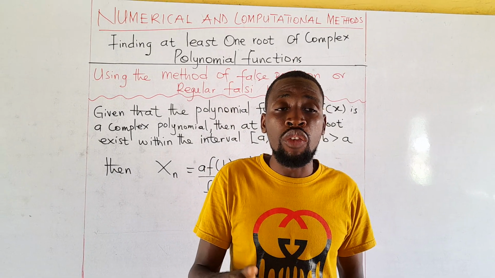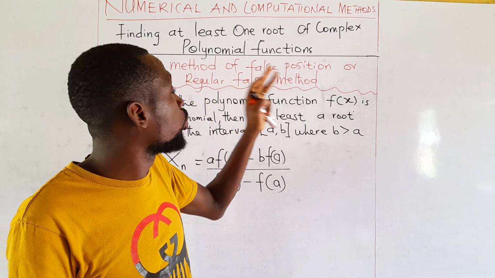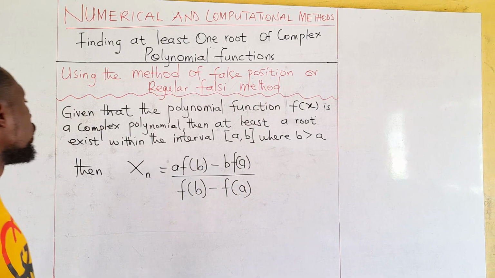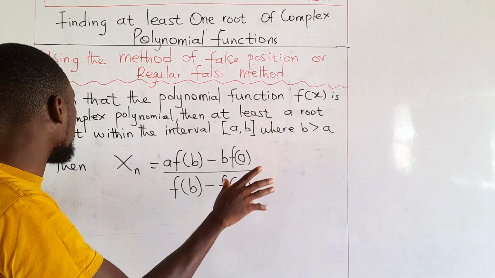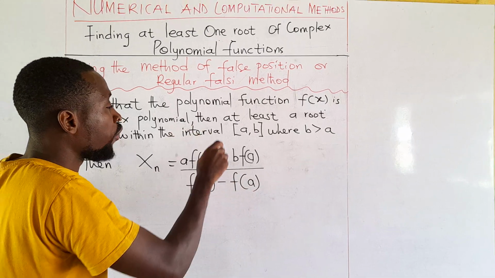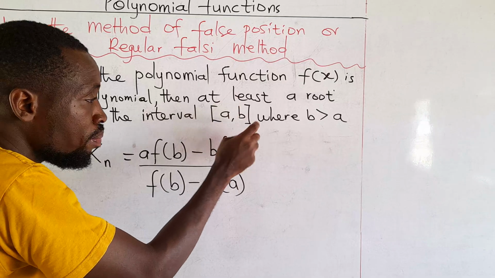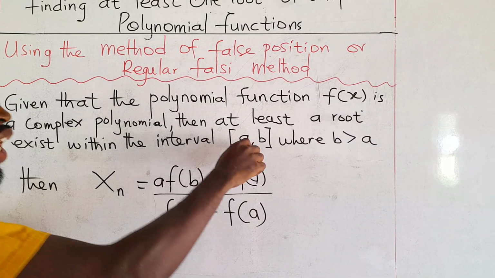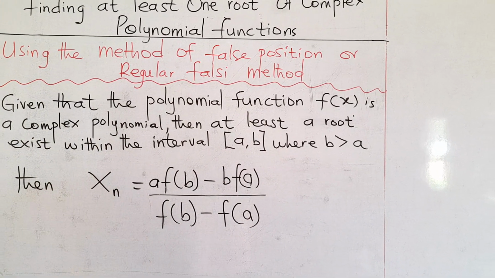Today, before the video ends, we'll look at the method of false position, or the Regula Falsi method. With the Regula Falsi method, we say that when we have a complex polynomial function f of x, that function has at least one root within the interval [a, b], where b is always greater than a. How do we find a and b? We find a and b using the location theorem.